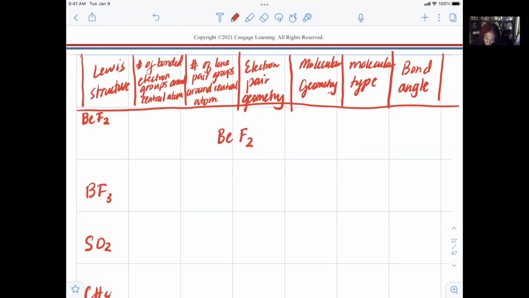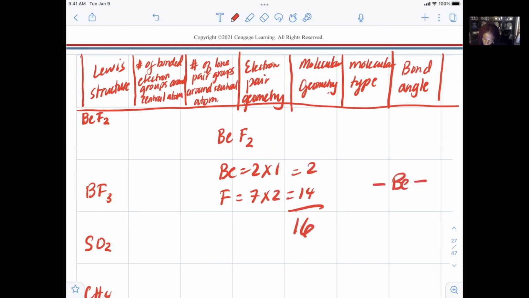BeF2, right? So beryllium is in group 2 and we have one of these. Fluorine is in group 7 and we have 2. So this is going to be 14, this is going to be 2. We're working with 16 electrons. Beryllium is in the middle, single bond to fluorine. I'm going to go through this real fast. Minus 4, we're left with 12. 1, 2, 3, 4, 5, 6 on each fluorine. Minus 12 equals 0. So this is our Lewis structure right here.